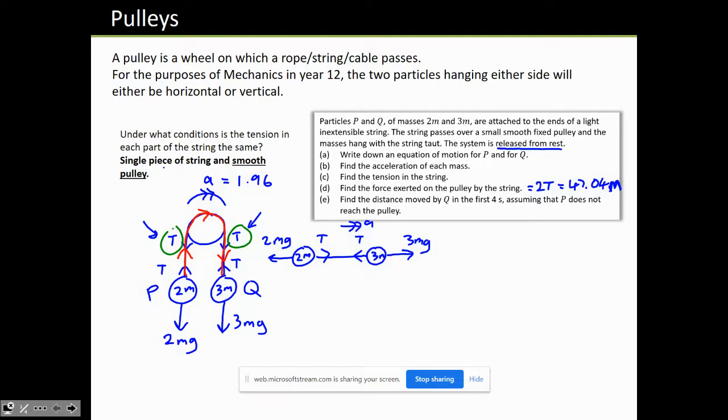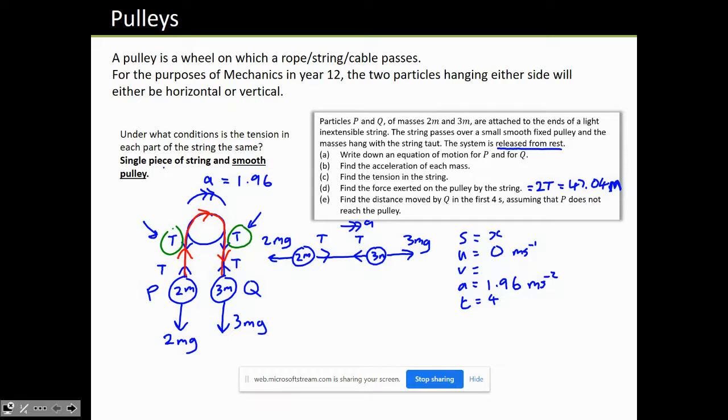So if we think about our displacement, that's what we're trying to find out. Our initial velocity is 0 because we've been released from rest. We don't know what our final velocity is. We know our acceleration is 1.96 meters per second squared. And the time taken is 4 seconds. So assuming that it doesn't reach the pulley, find the distance traveled. So I'm going to call that x.